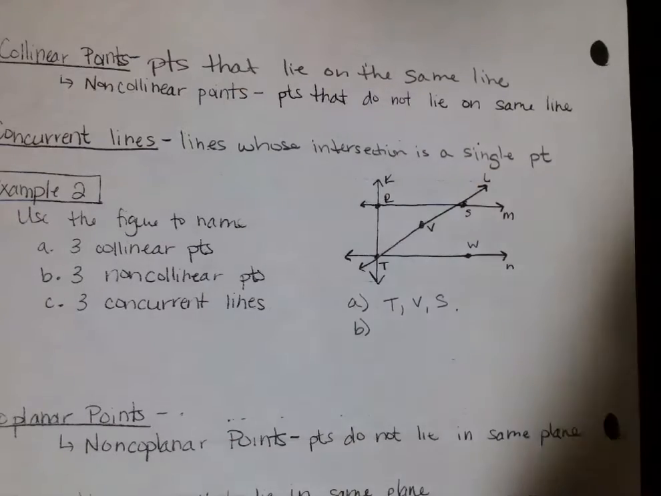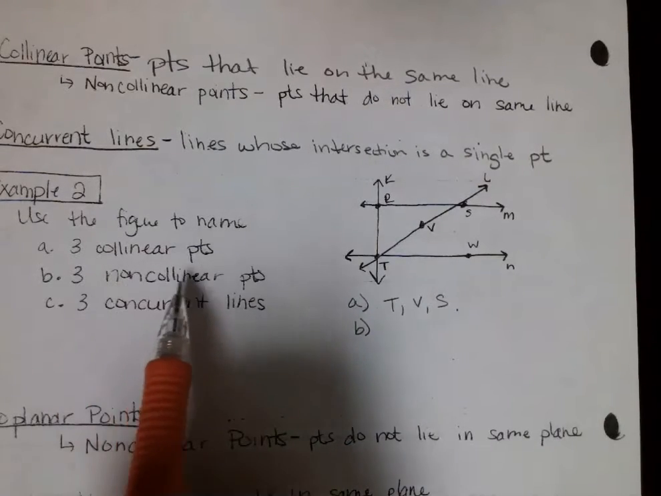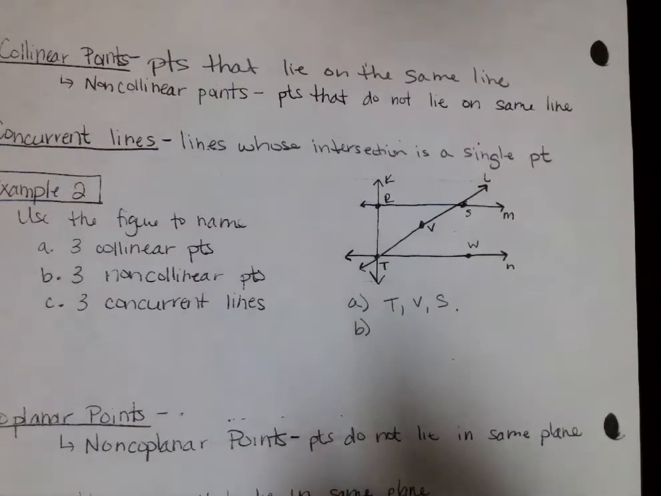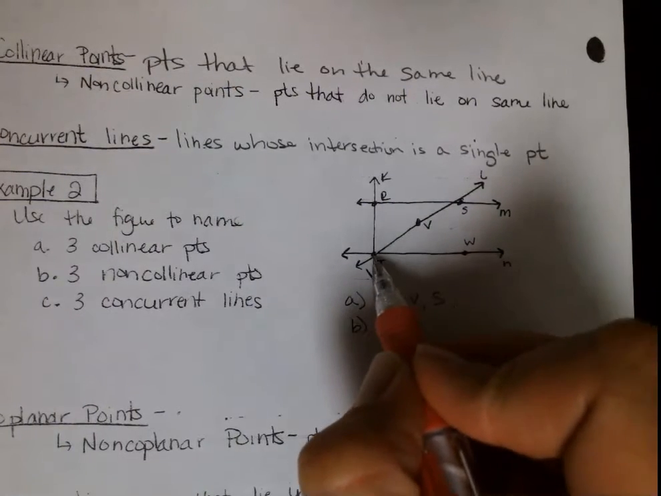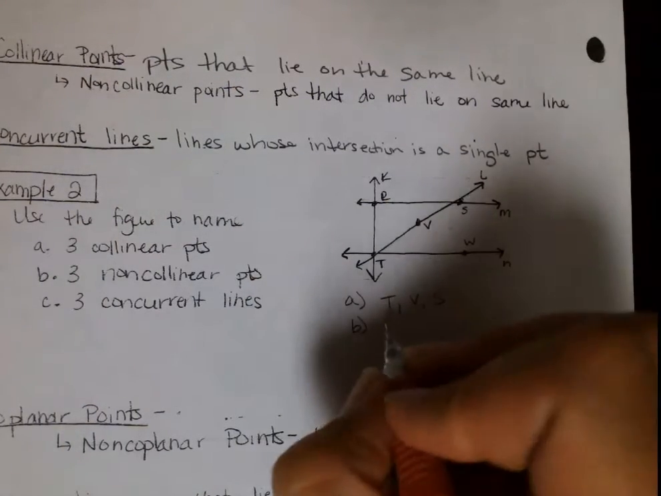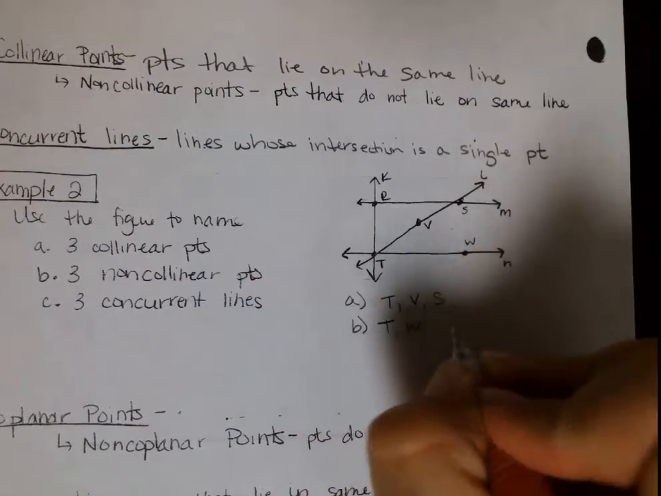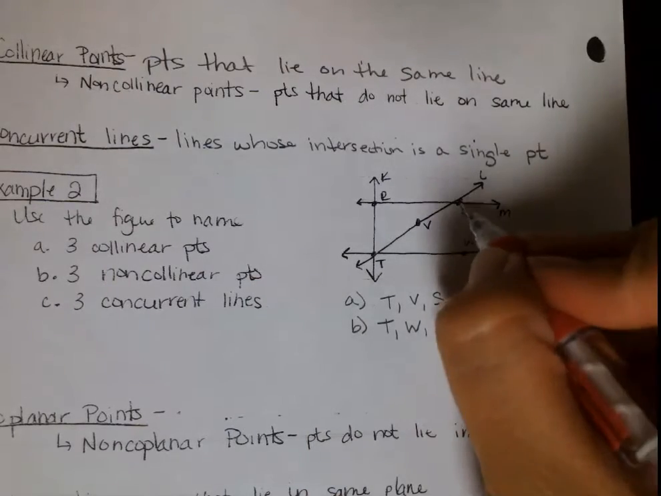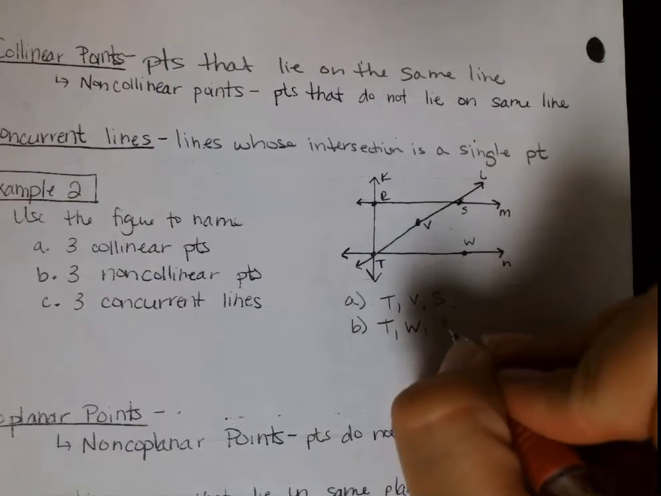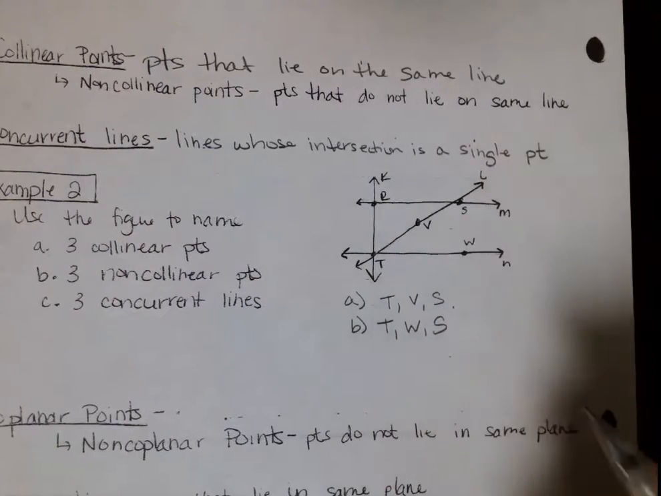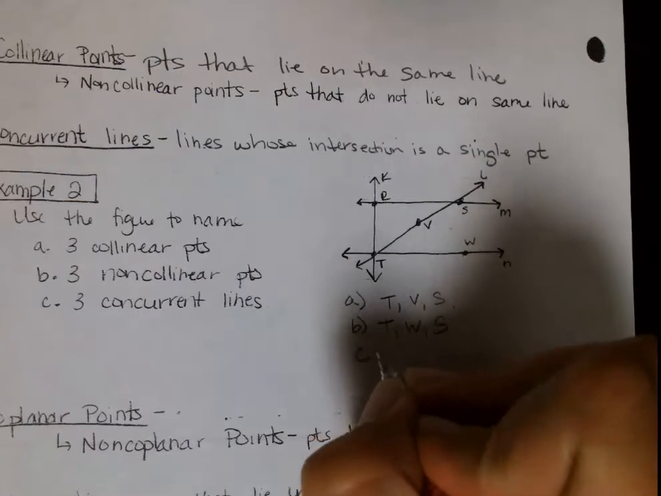All right, B. We want to label 3 non-collinear points. So just 3 points that aren't on the same line. We could pick T and W. They're on the same line, but then we'll pick a third one that's not. So you could pick S, or you could pick TWR, or TWV. You have lots of options.